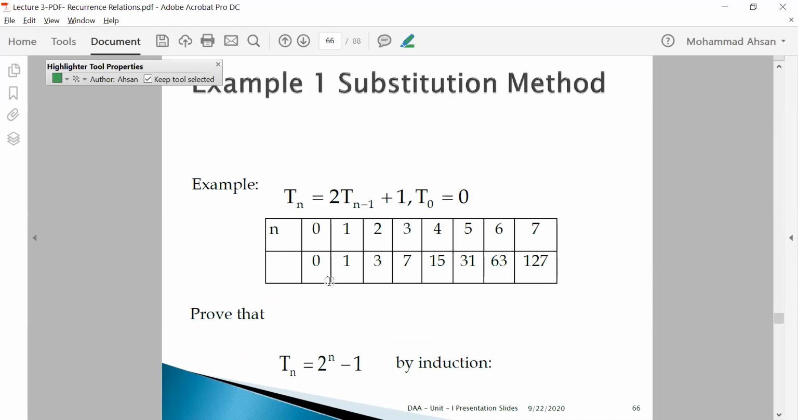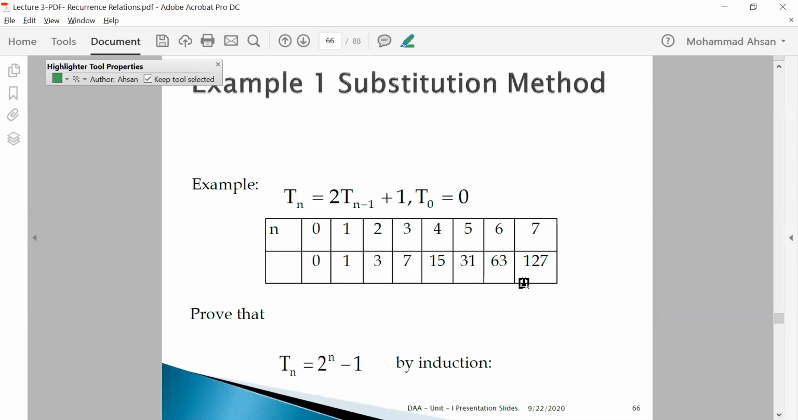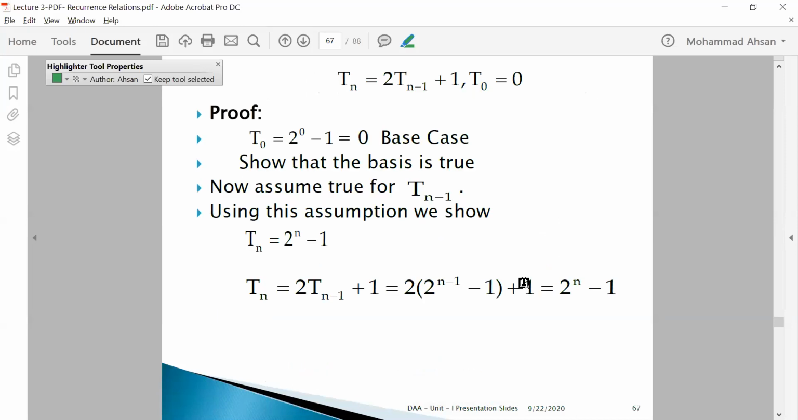So what we do is we make a table of some basic initial values. If you see the answers, the T(n) values, this box is T(n) here. If you see 1, 3, 7, 15, 31, 63, 127, these are all very close to powers of 2, 1 less than in all the cases. So we assume that T(n) is 2 to the power n minus 1. Now we have to prove. We see that pattern, but you don't know whether moving ahead after 7 that pattern will be followed or not. So we have to prove by induction.